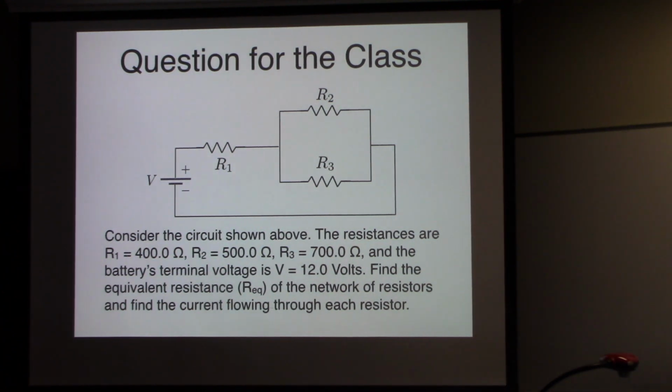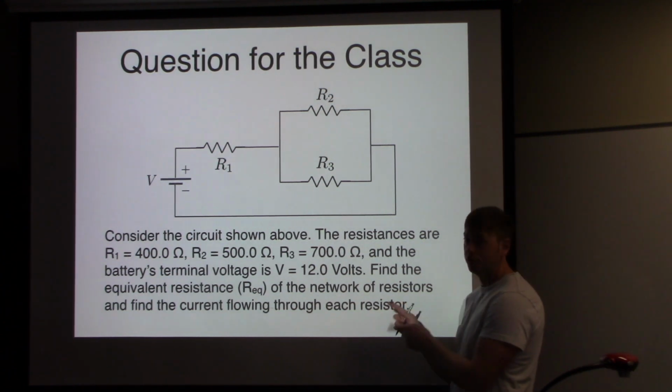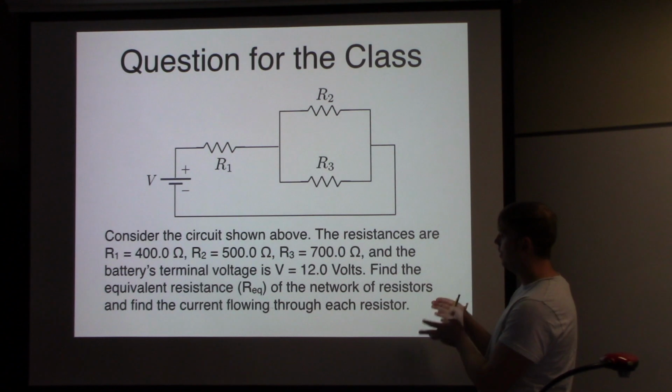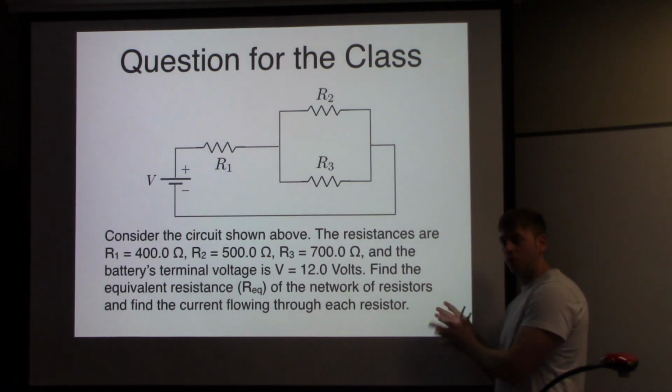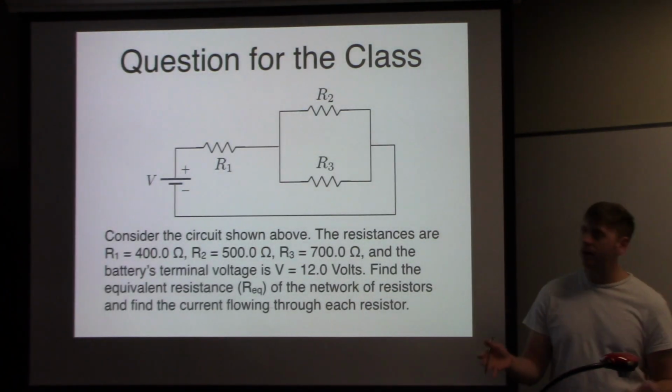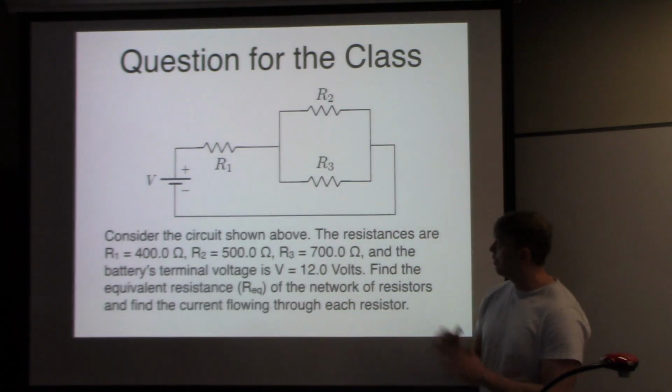All right, so basically, it's the same exact sort of question. We're going to find the equivalent resistance, and then we're going to find the current flowing through each individual resistor. So it's really the same kind of problem that we just did, but sort of a different circuit.